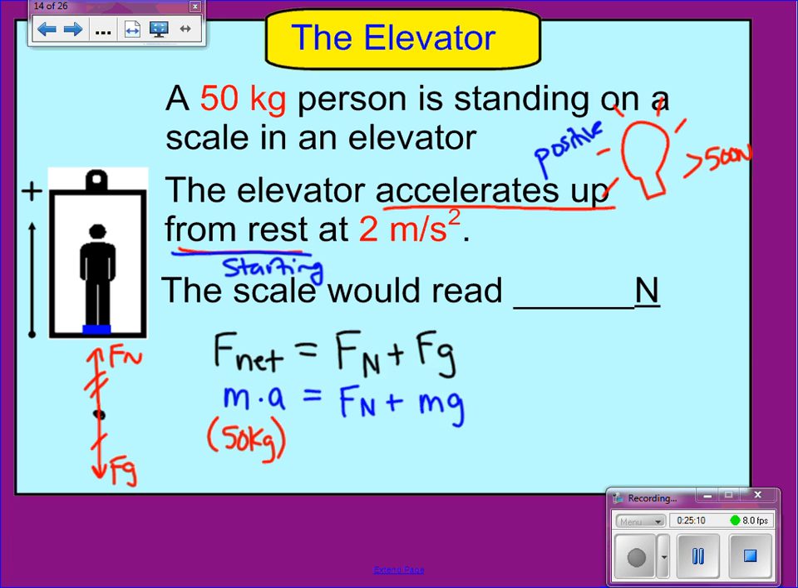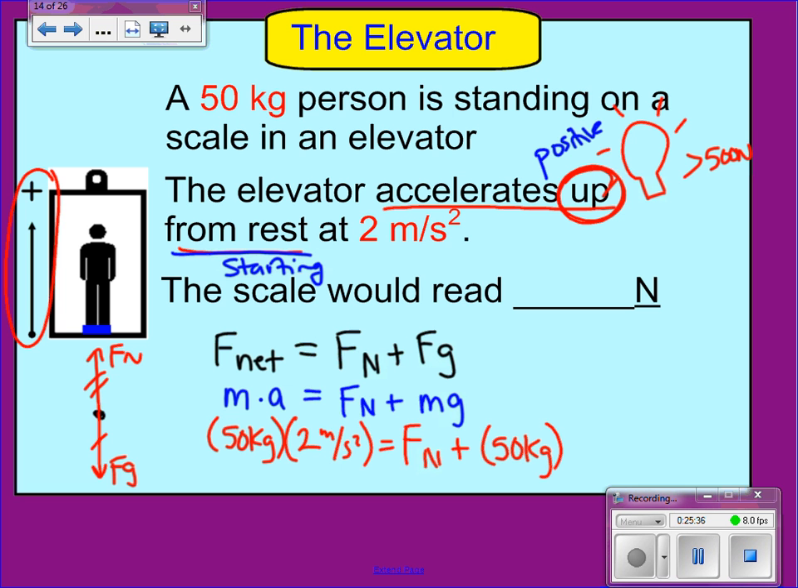The question you need to ask yourself is: is it a positive 2 or is it a negative 2? We've already established that it is a positive 2. Why? Because the acceleration is upwards, and we've made up the positive direction. So I'm going to plug in 2 meters per second squared. That is equal to my force normal, which is what I'm going to solve for, plus the mass, again 50 kilograms, times the acceleration of gravity. Be careful here. What direction does the acceleration of gravity always point? It points down. And in this problem, and in all elevator problems, we make down negative. So it's times a negative 10 meters per second squared.